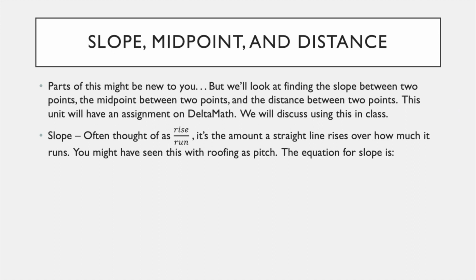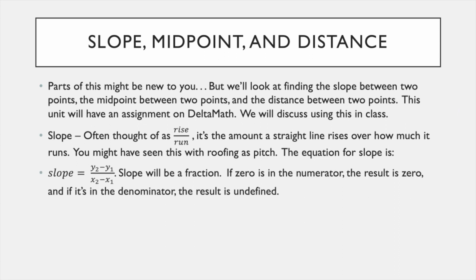There's an equation for this. Make sure that you have this equation written down. The equation is y2 minus y1 over x2 minus x1. So in this case, you have 2 points. One point is going to be x1, y1. The other point is going to be x2, y2. Slope will always be a fraction. If you have a 0 in the numerator, the number on top, the whole thing turns into 0. And if there's a 0 in the denominator, the bottom, the result is not 0. It's undefined. And there's a reason for that we're going to discuss in class, but you can't divide by 0.